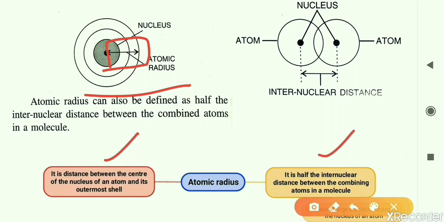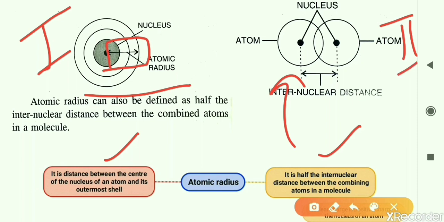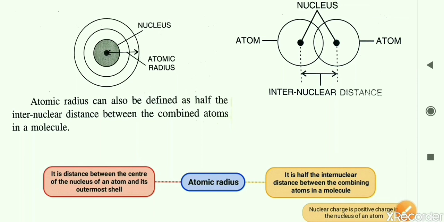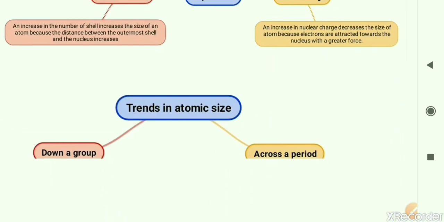Another definition shows it is half the internuclear distance in case of combining atoms. The first definition was for a single atom. But in case two atoms are joined together, then the second definition is given as atomic radius is half the internuclear distance. Internuclear distance means when two atoms are joining. Here two atoms are joining together, overlapping together, and whatever the distance is between the individual nuclei of these atoms, its half is called atomic radius. So these two definitions are for atomic radius.